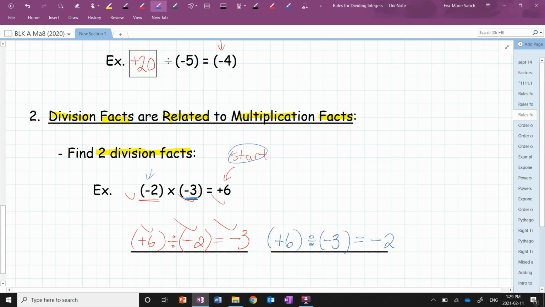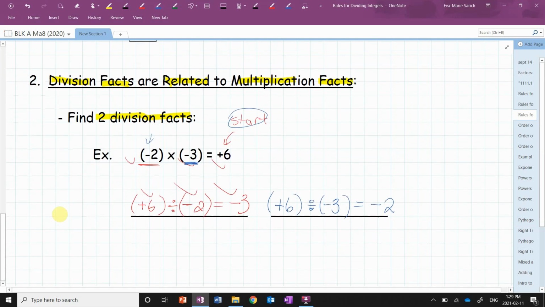So you can take any multiplication and turn it into 2 division facts by simply starting with the answer, dividing by one of the numbers, and the other number, the third number, is in fact the answer.